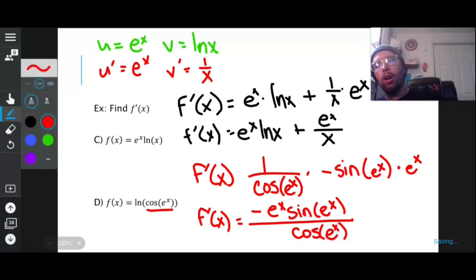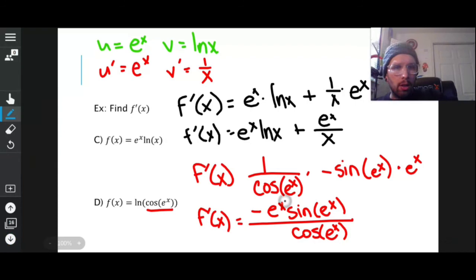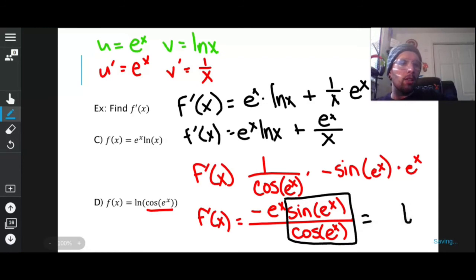Because look. Sine e to the x over cos e to the x becomes tangent e to the x. And then that negative e to the x stays out front. Very, very simple and friendly section. And that's the end of that one.